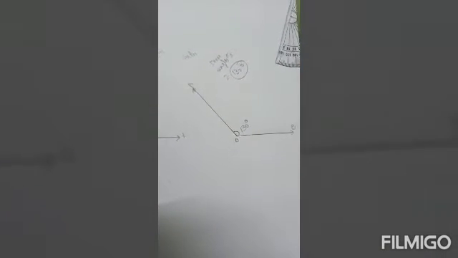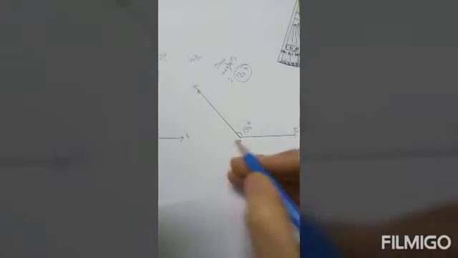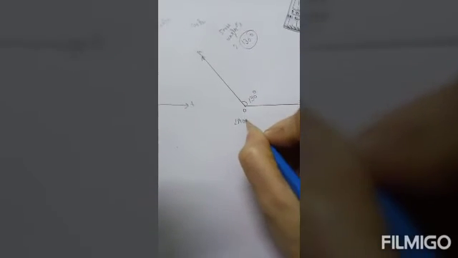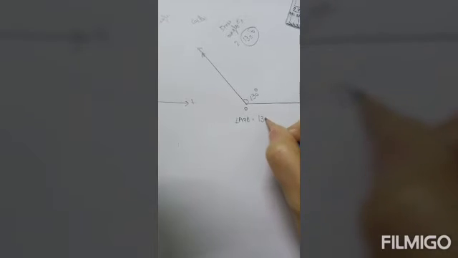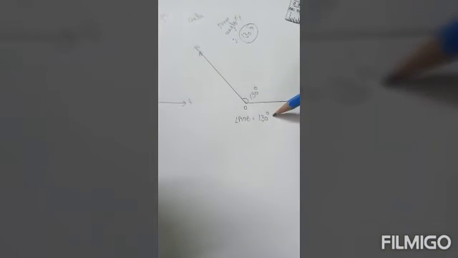So what do you have to write down now? You have to write: angle AOB is equal to 130 degrees.